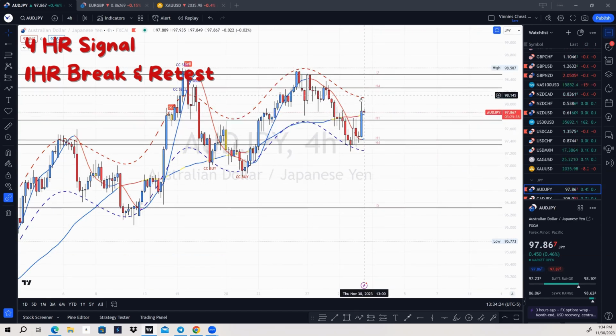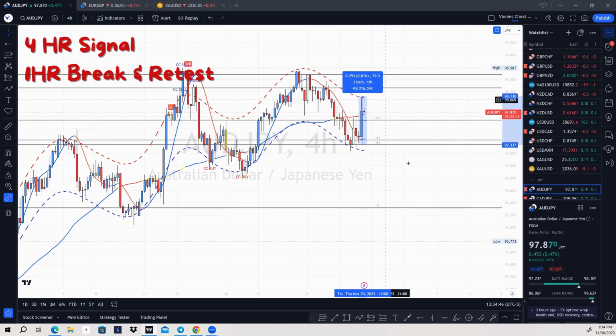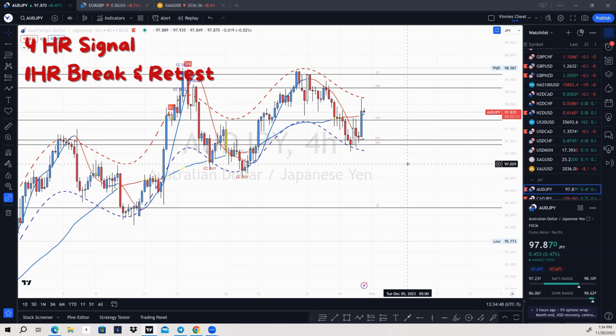Okay, so price came up, touched the other side of the band, or you can target the H4 or the daily resistance up here. Okay, so those will be your target areas for your TP. Okay, so if you would have took this trade, you would have got in at a good position, and you would have made over 79 pips, almost 80 pips. That's pretty good for one day. Okay, 4 hour signal, 1 hour break and retest.